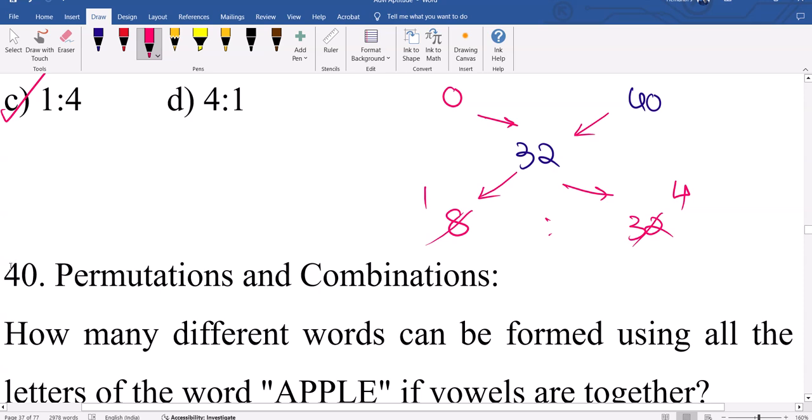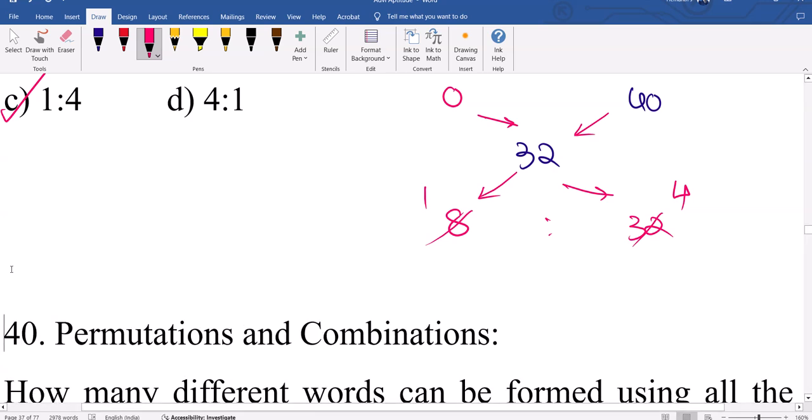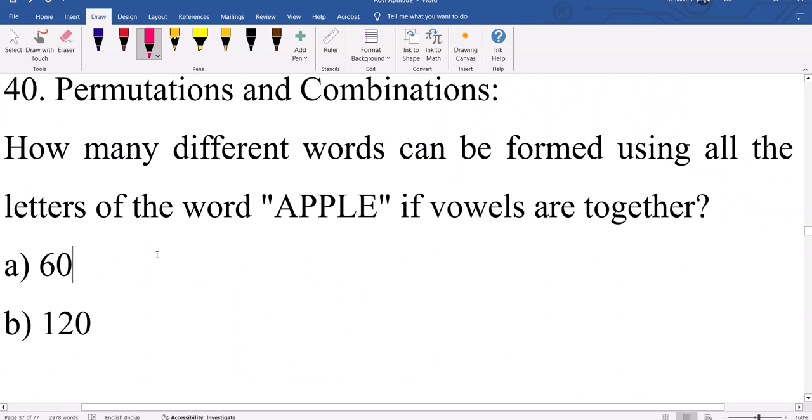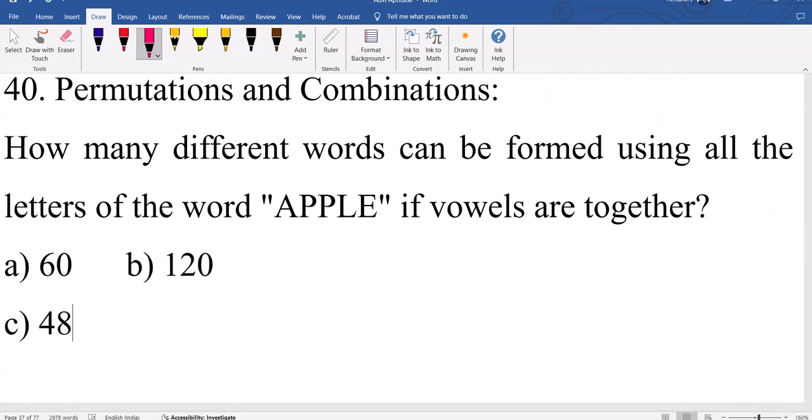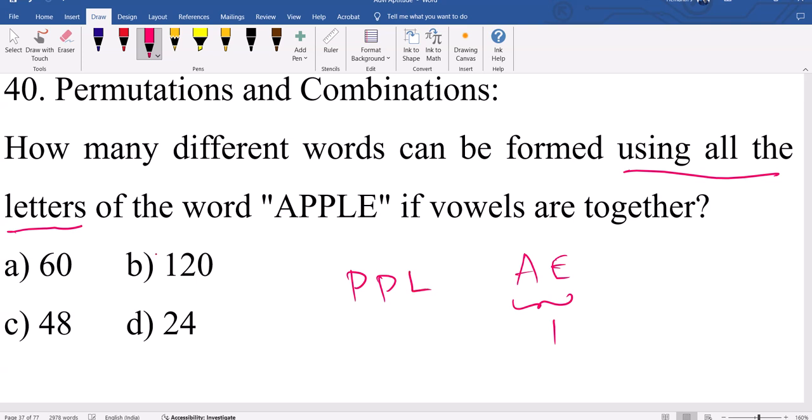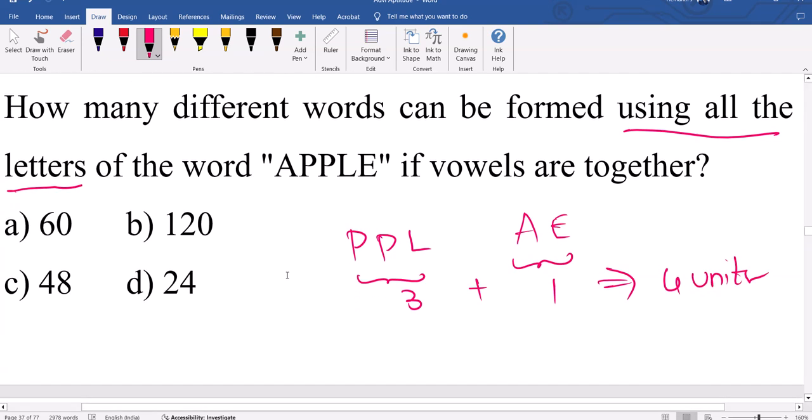Now permutations and combinations. Apple, vowels together, how many ways can you arrange? All letters you have to take by default; it is given in the question, using all the letters. They said vowels are together. How many vowels are there? The vowels form 1 unit for us. Here P, P, L, these are 3 units. Now 3 plus 1, we have 4 units. 4 units can be arranged in 4 factorial ways.